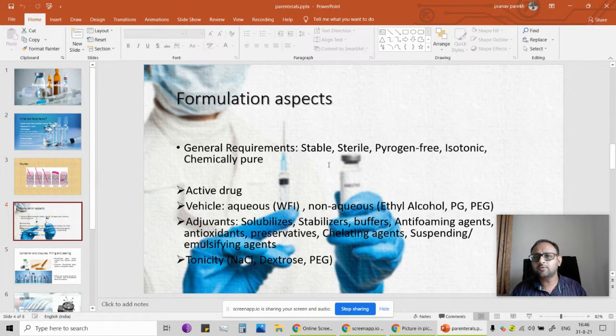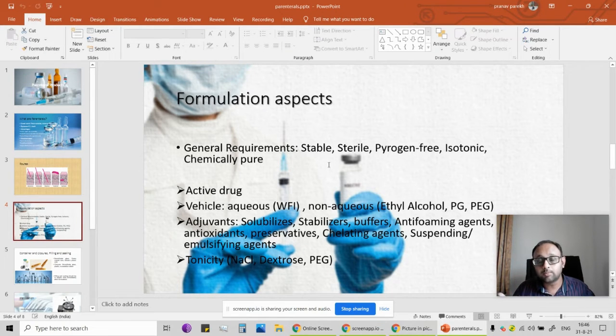Formulation aspects. Now, what are the formulation aspects for this? What are the general requirements? Of course, when you are intaking any parenteral preparation, what is your expectation? It should be stable. It should have a higher expiry. It should not expire, say, within 1 to 2 days or 1 week, right? So it should be stable. It should be sterile, so it should not infect your body. Next is, it should be pyrogen free.